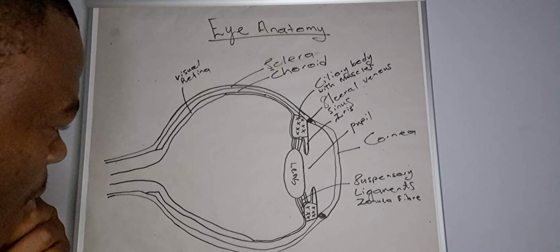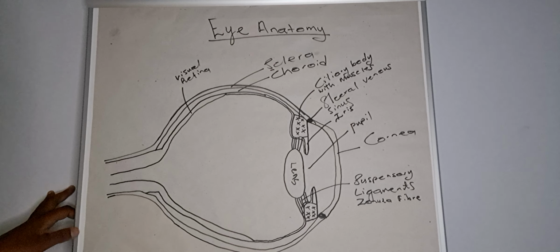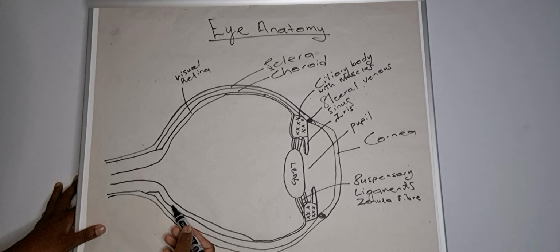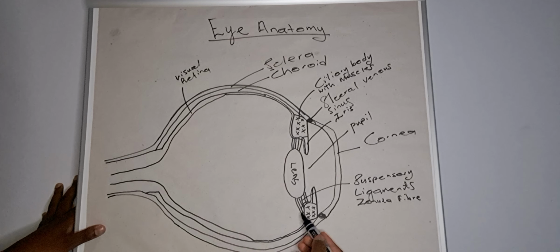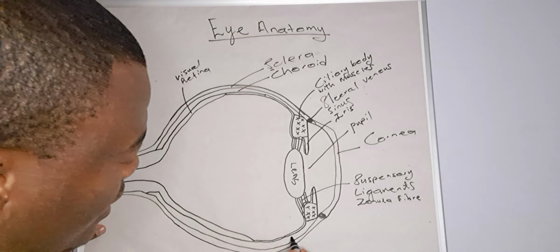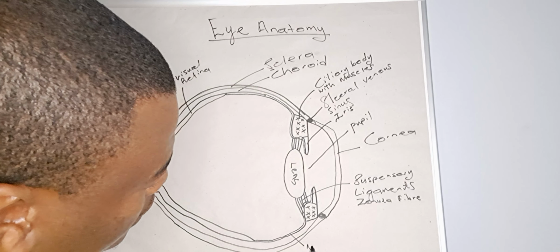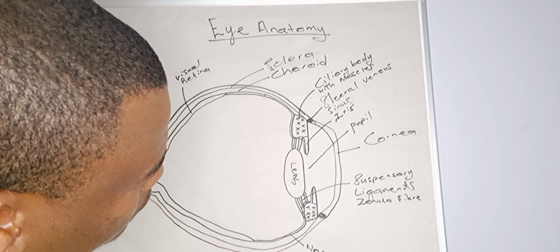Now the common question is, what is the difference between this retina and this retina? Because it's the same thing. It's just this one is continuous. This one now is the non-visual retina.